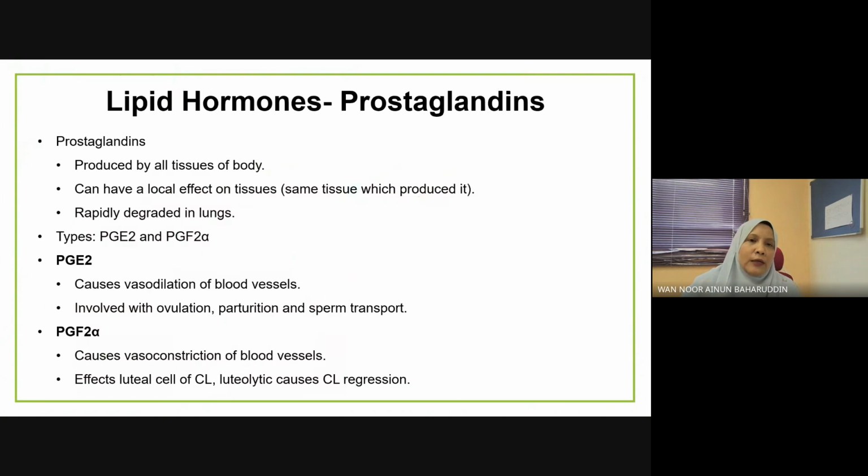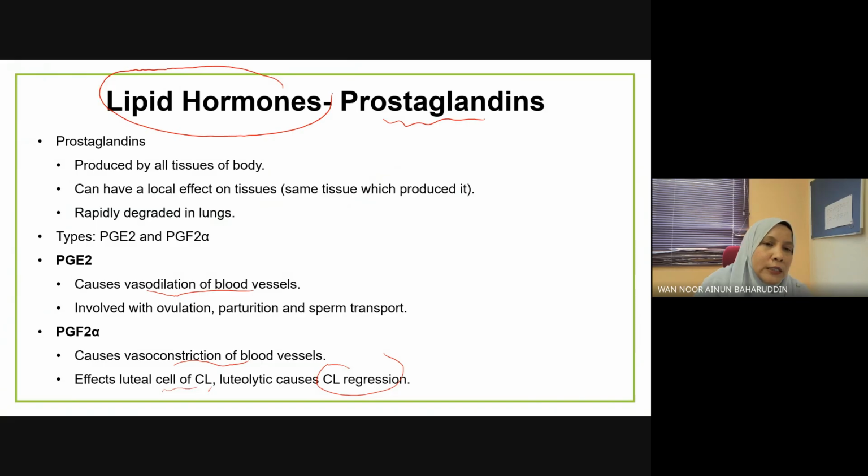Okay, before this we had protein hormones. We do have also lipid hormones. The lipid hormones are the ones that we call prostaglandin. Prostaglandins are produced by all of the body tissues. We do have two types, PGE2 and PGF2 alpha. PGE2 will cause the vasodilation of blood vessels involved in ovulation, parturition, and sperm transport. PGF2 alpha can cause vasoconstriction and affects the luteal cells of the corpus luteum, luteolytic, causing corpus luteum regression.